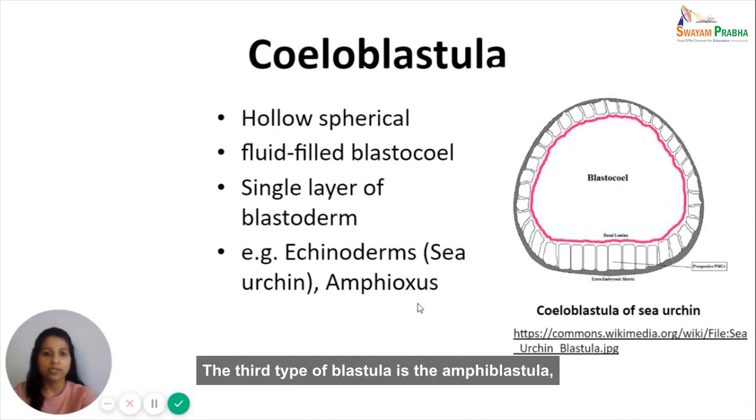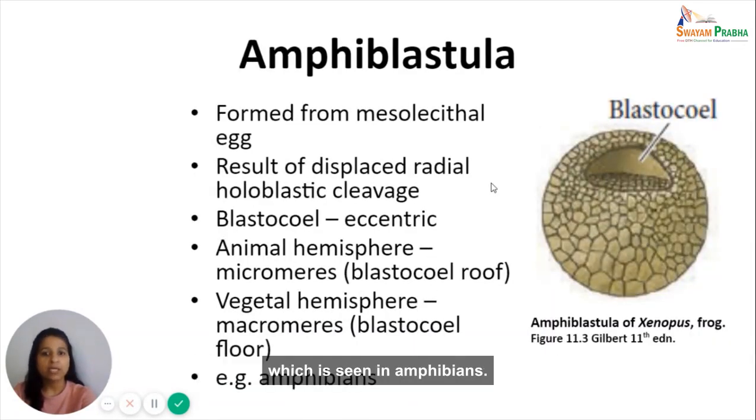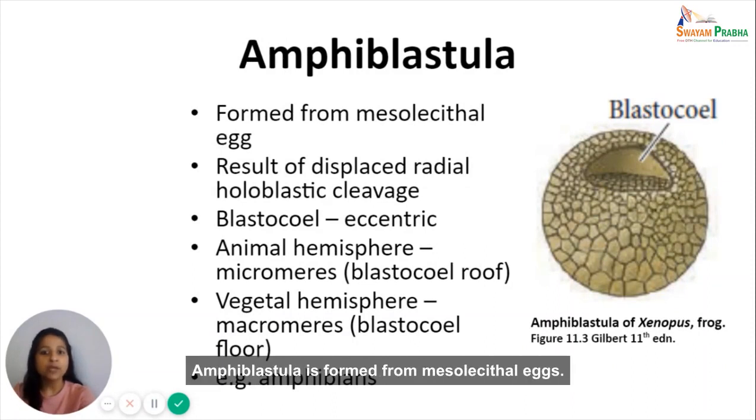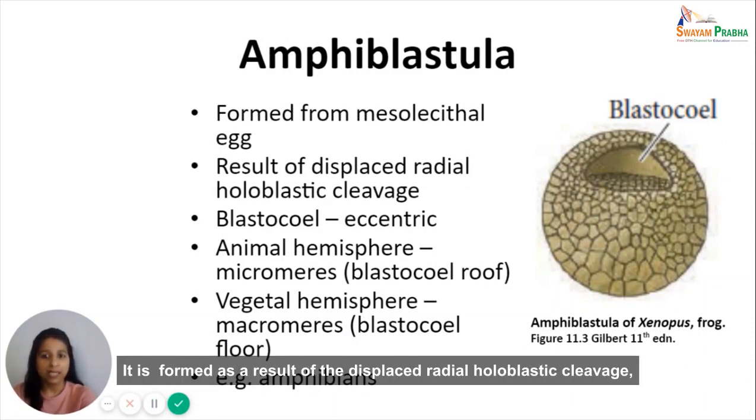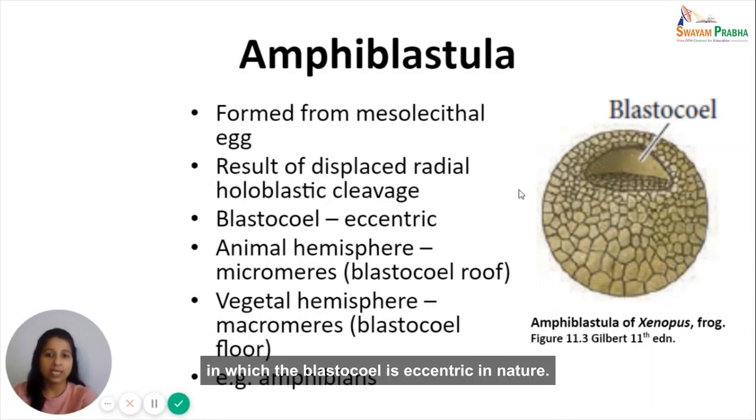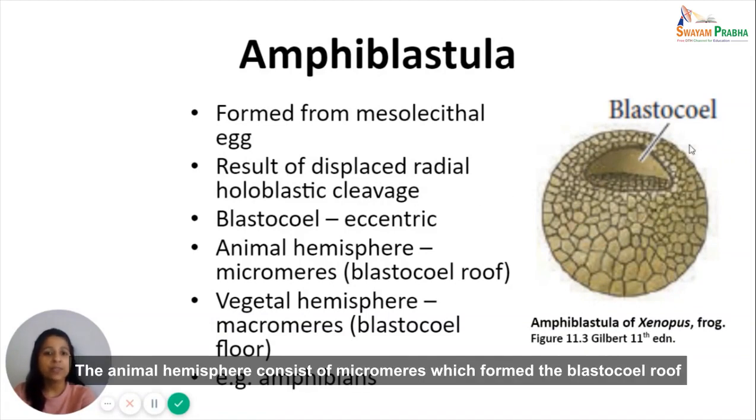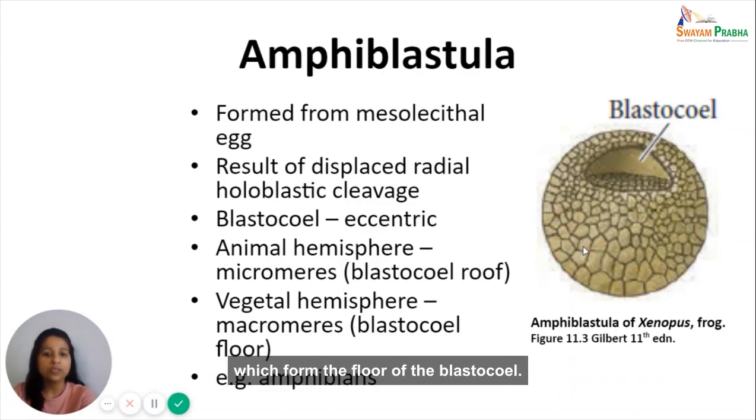The third type of blastula is the amphiblastula, which is seen in amphibians. Amphiblastula is formed from mesolecithal eggs. It is formed as a result of the displaced radial holoblastic cleavage, in which the blastocele is eccentric in nature. The animal hemisphere consists of micromeres, which form the blastocele roof, and the vegetal hemisphere consists of the large cells known as macromeres, which form the floor of the blastocele.